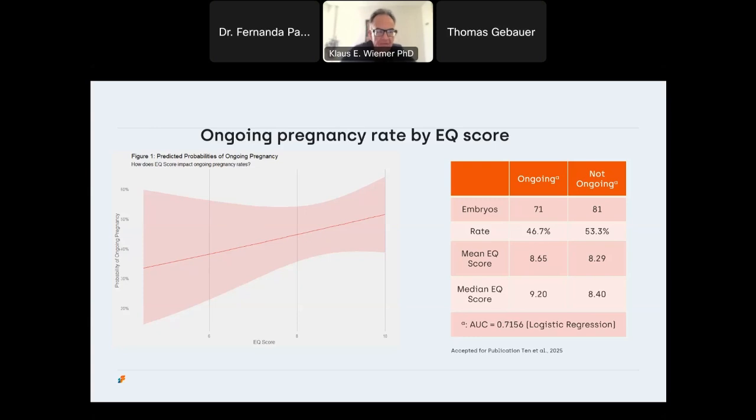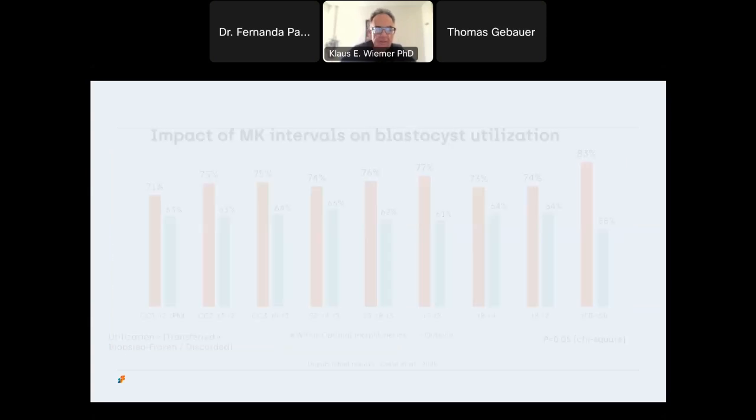So this is a transfer of untested embryos. And so here we were able to use the subtleties of the embryo quality score to determine which embryos would implant and not.